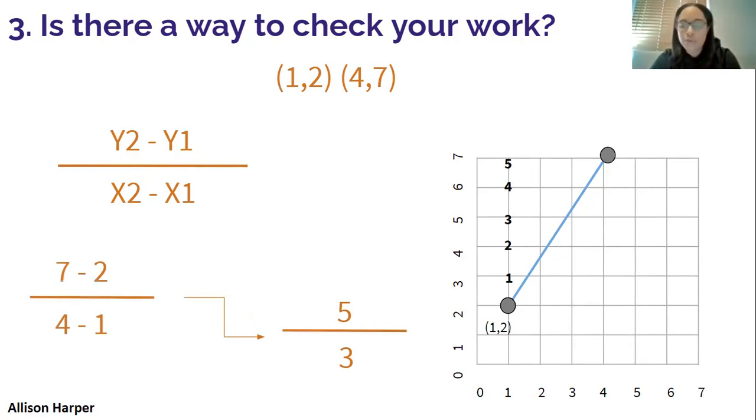And then we're going to go to the right 3, 1, 2, and 3. And that comes to our next point, which is 4, 7. So now we know that our slope is correct. Good job, Allison.